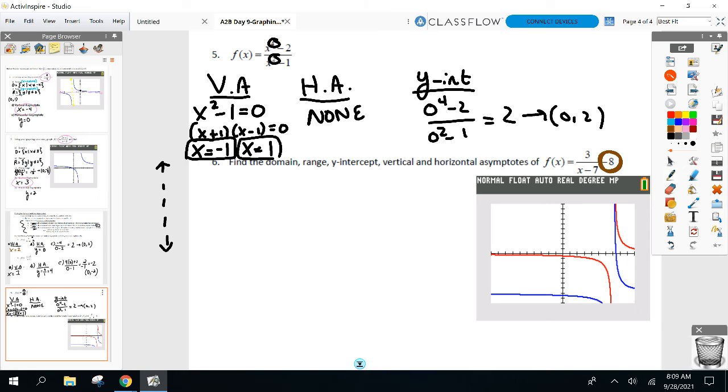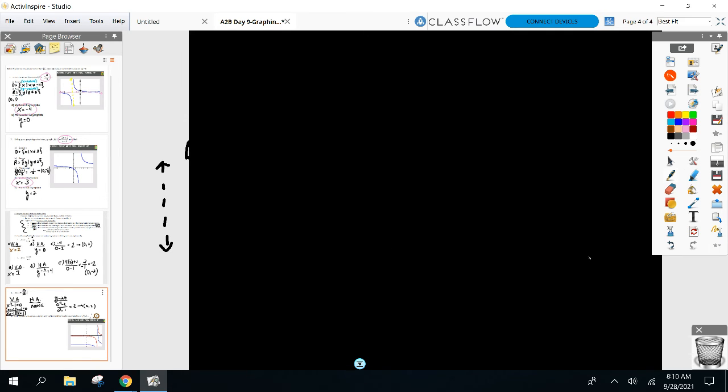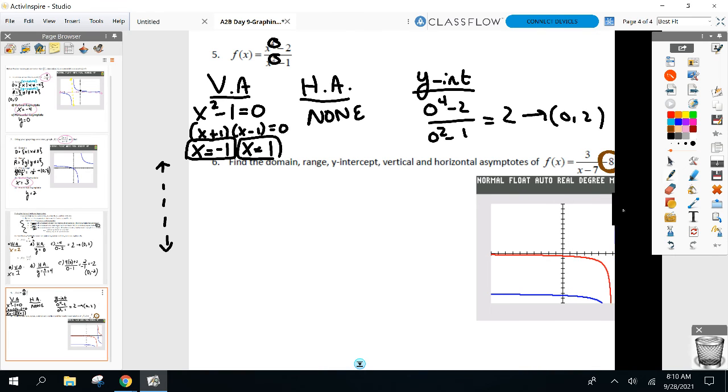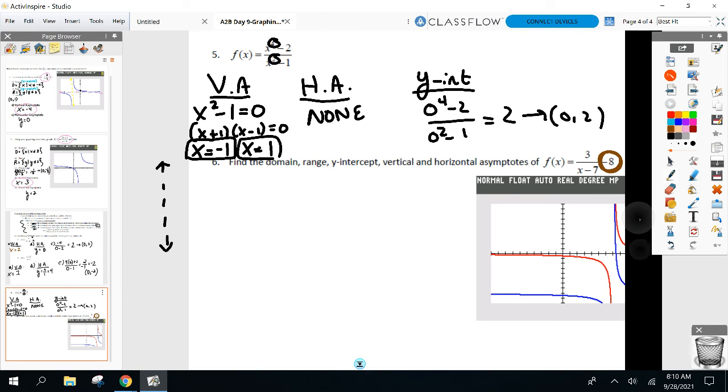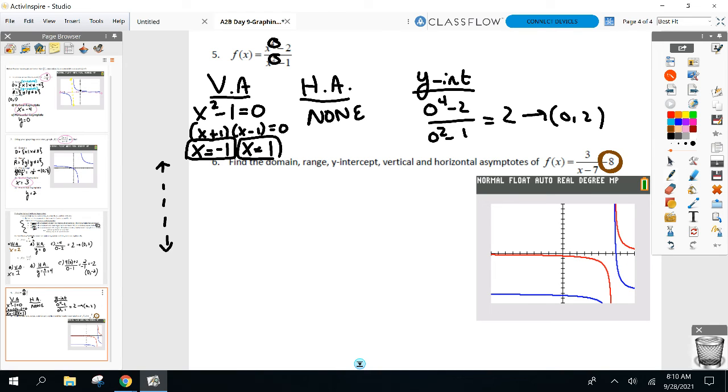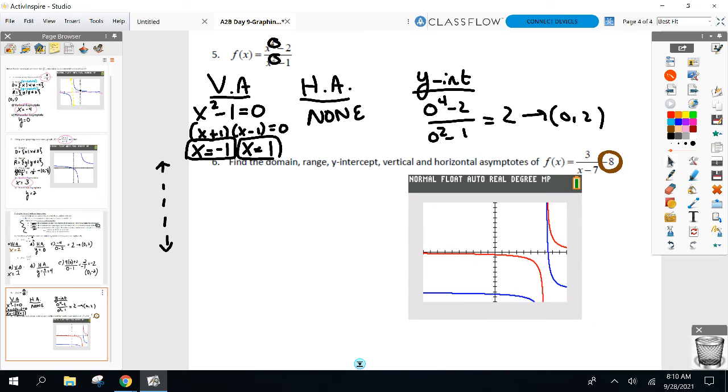Well, it's going to change. Something's happening to this graph right here when I subtract 8. Anybody know where it's moving? Down 8 units. All right, down 8 units. You can see on my screen, everyone see the red graph? That's 3 over x minus 7. The blue one is minus 8. See how it went down 8? So that's going to affect a few things here.